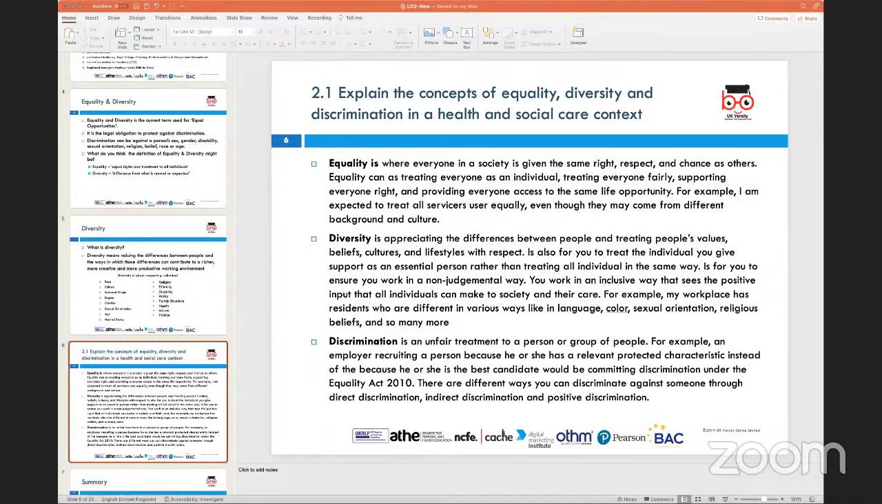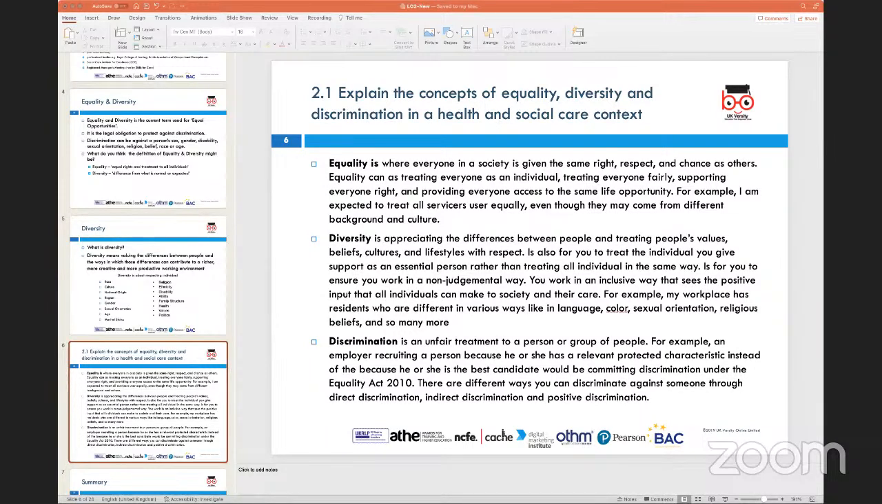Now, if I apply the same thing to diversity, this would mean that we treat people with respect and value the differences which each of these individuals bring to the place of work, or in some context to the organization that they work in. In health and social care, we apply diversity to acknowledge that each person's health and care needs may be influenced by their unique characteristics and experiences.